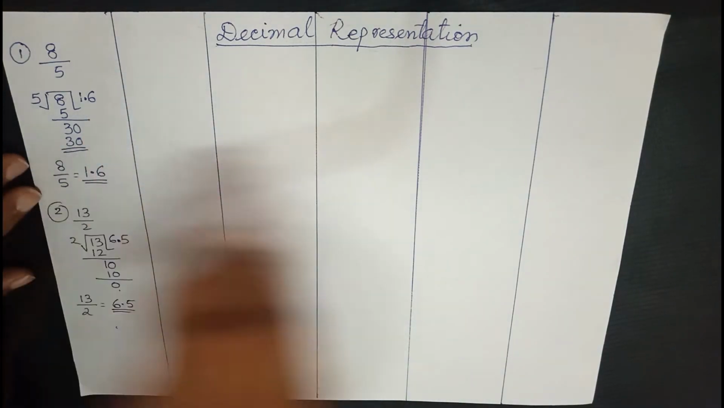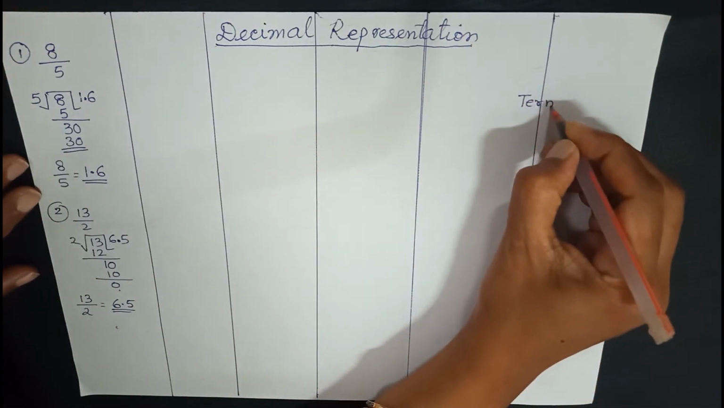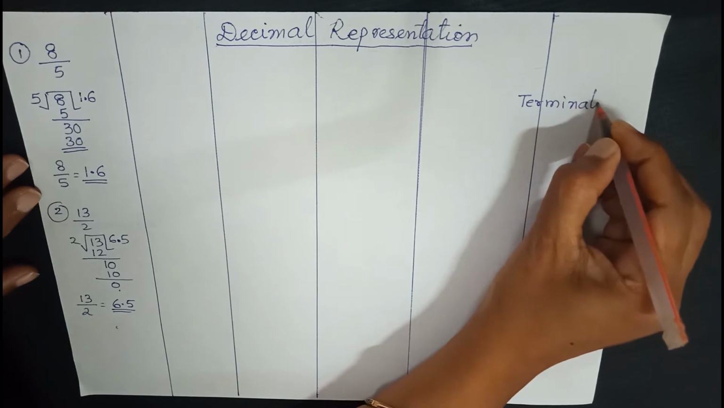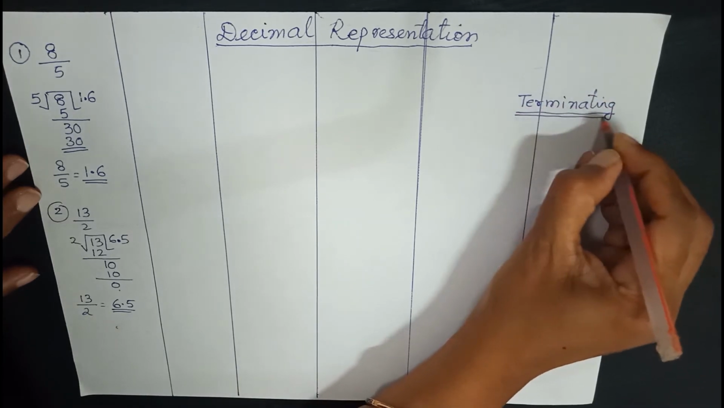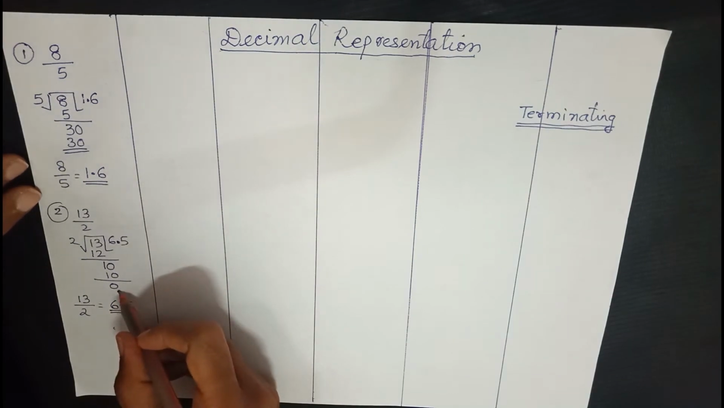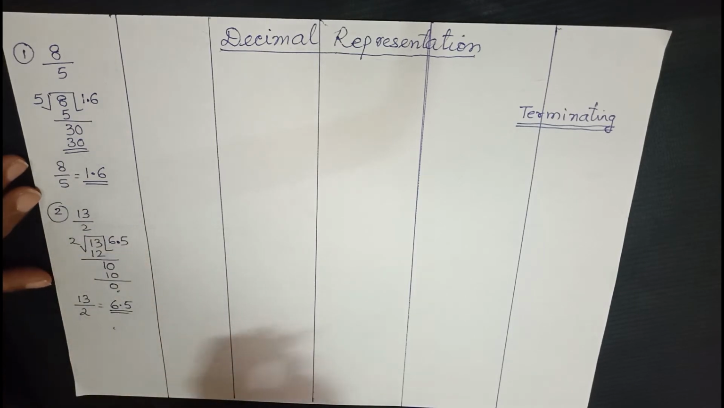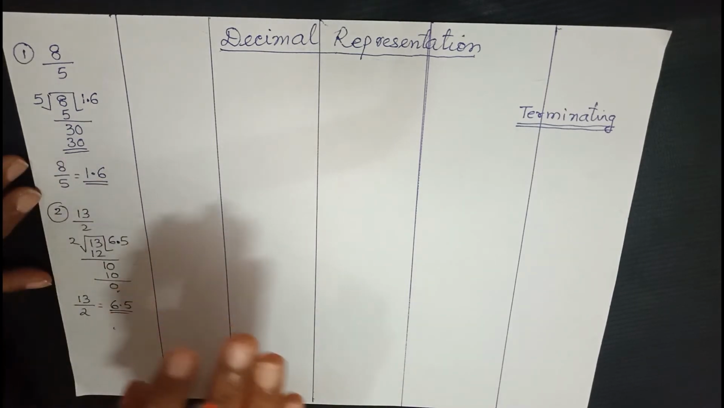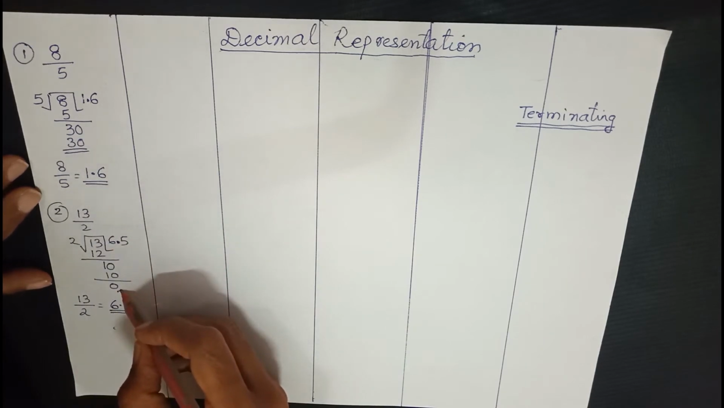What do we mean by the word terminating? Terminating means ending. The division is ending. The division ends because the remainder has come as 0. So such type of representation is called terminating decimal representation, where the division ends. You cannot divide further because we have got the remainder 0.